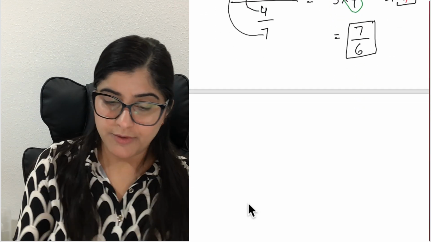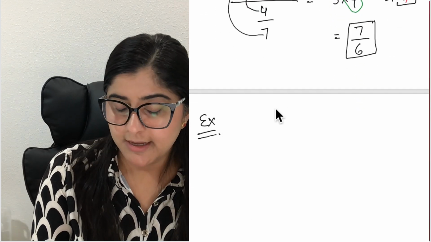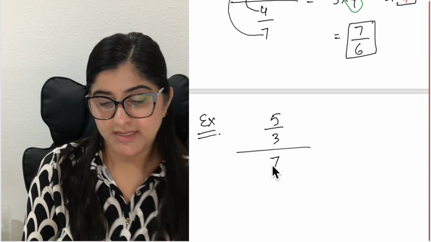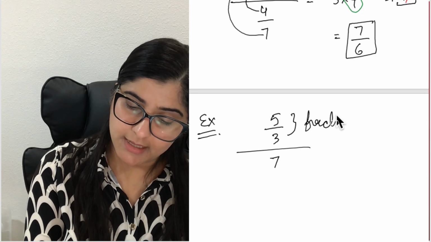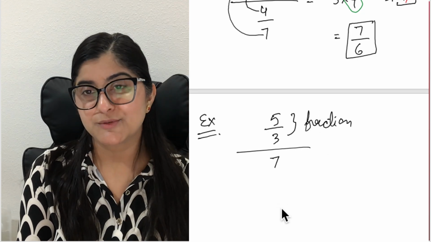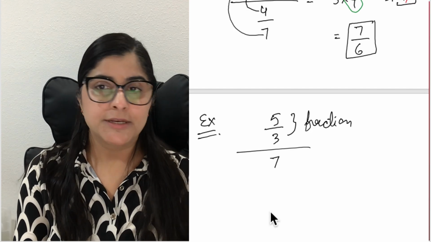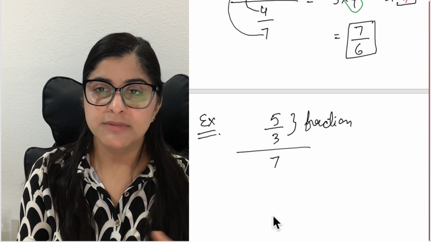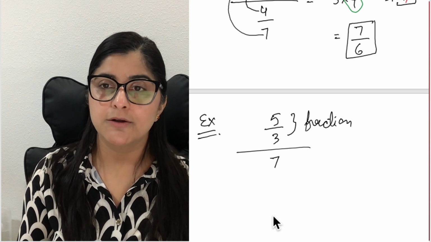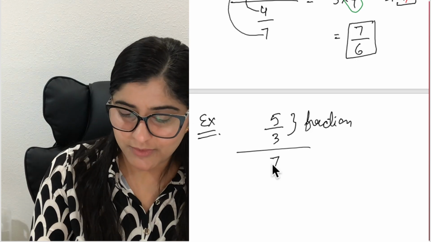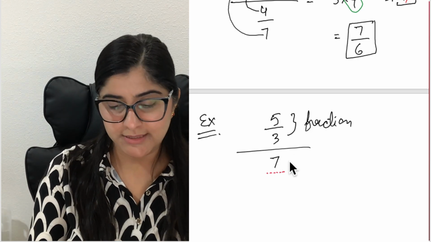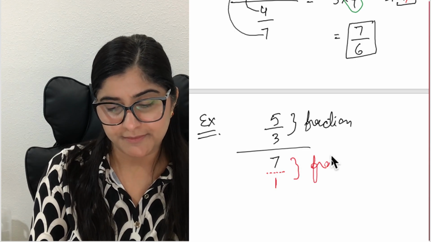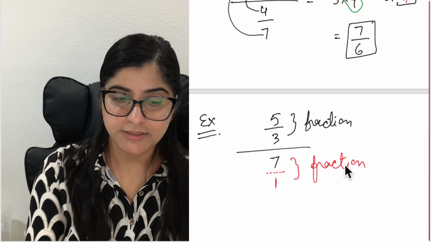And sometimes we have something like this: 5 over 3 divided by 7. So this is a fraction divided by a whole number. How to simplify that? Always remember, if you have a mixture of whole numbers and fractions in a problem, try to make all the whole numbers fractions. What is the way to do that? Just divide 7 by 1, it becomes a fraction. Now this is also a fraction. So we have a fraction over fraction. How to simplify this?